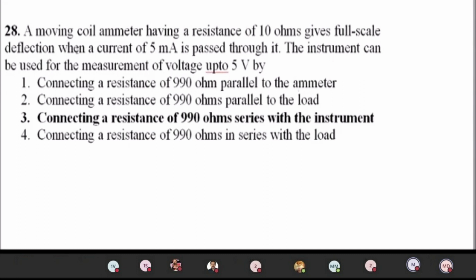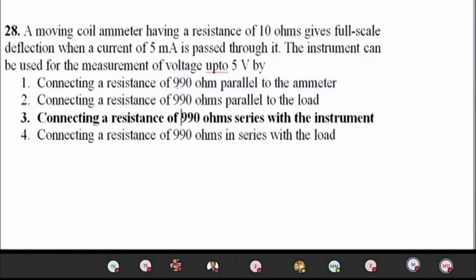What we have to find is the instrument that can be used for the measurement of voltage up to 5 volt. That is, we have to convert the ammeter into a voltmeter. The same ammeter arrangement should be used to measure the voltage. And the clue we have got in this question is that we need not do the calculations.